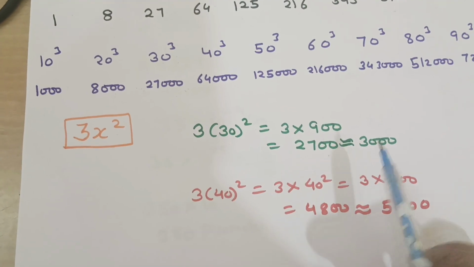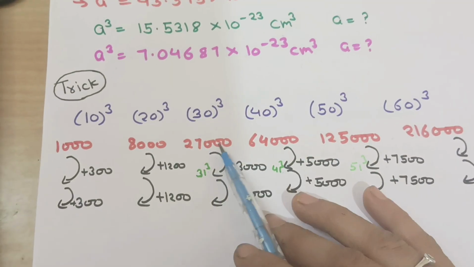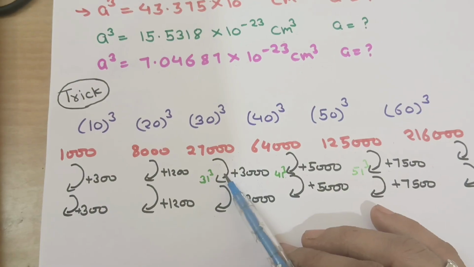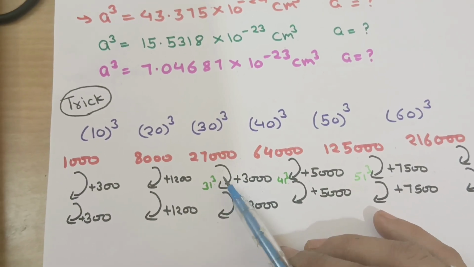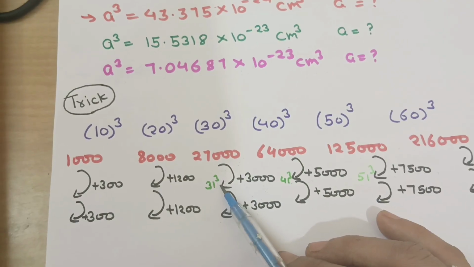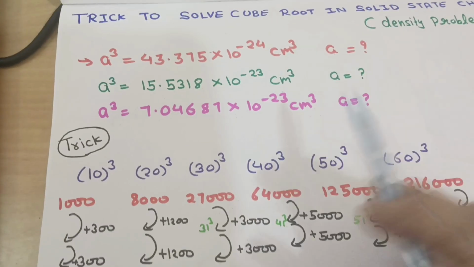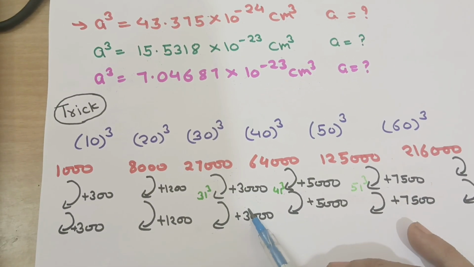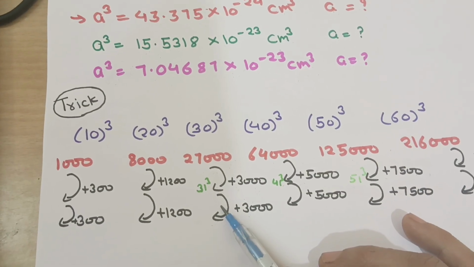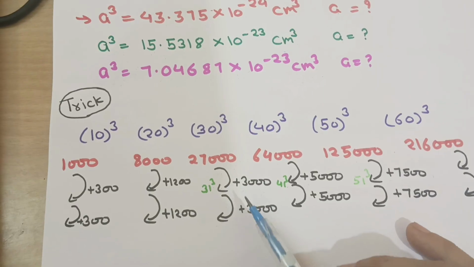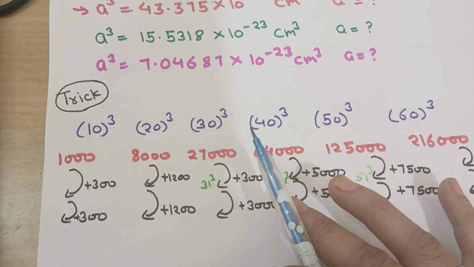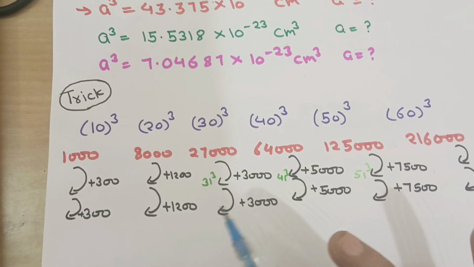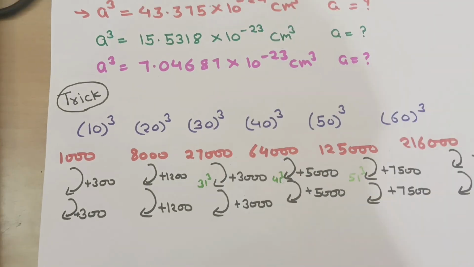Next number, suppose if you add 3000 to 27,000, we get the cube of 31. So this is the value of the cube of 31. Are you following? And for the next number also, if you add another 3000, you will get the cube of 32. Here, if you add 3000, you get 31 cube, and then again add 3000, you will get the cube of 32. Like that, this is a way of finding the next cube.